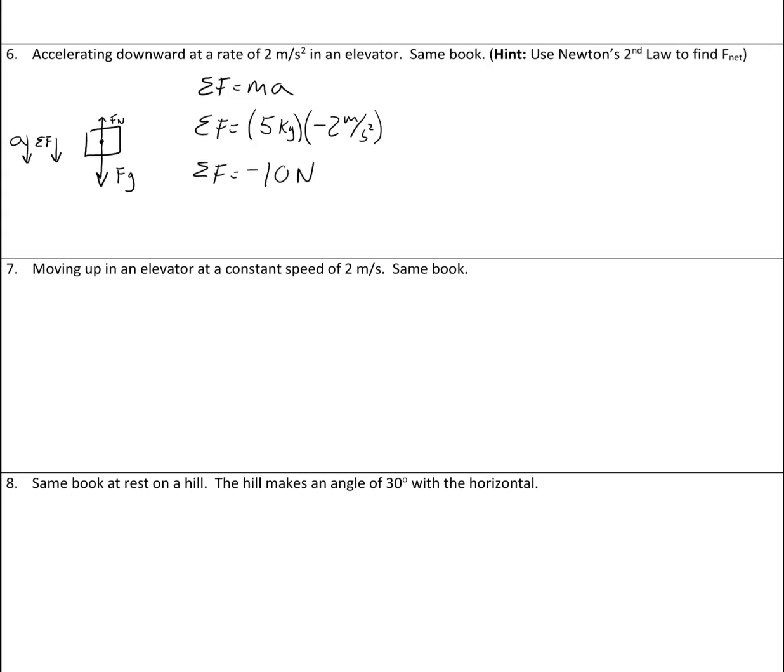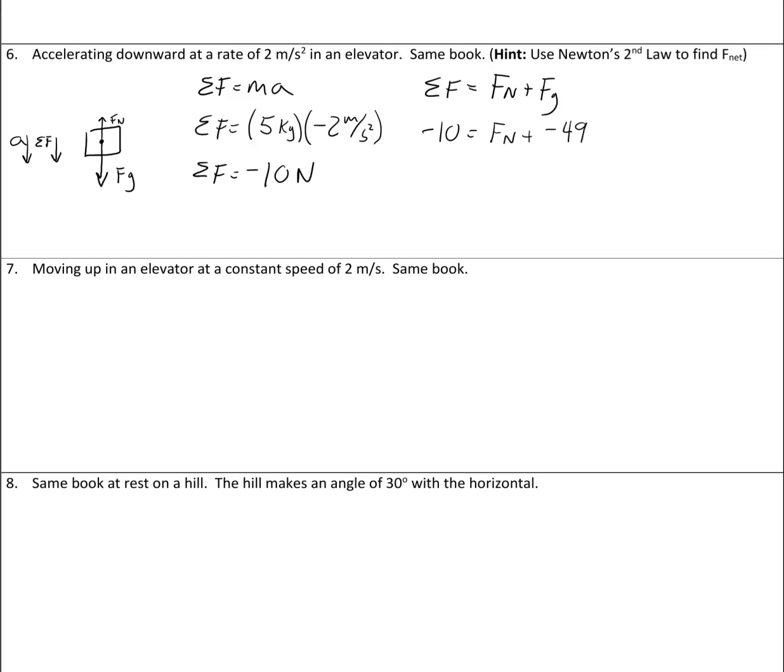Mathematically, it makes a difference when you plug in, because the net force, again, is equal to ma, but it's also, by definition, the sum of all the forces. If this is negative 10 newtons, then the normal force is what we're looking for. Oops. And you add, the weight is negative 49 newtons.